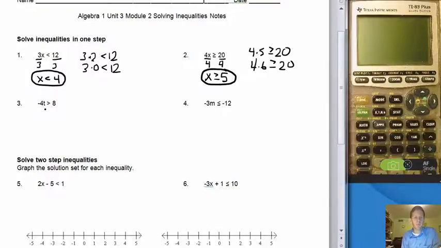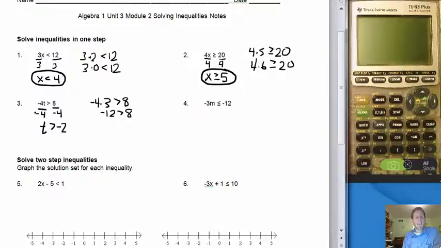Things get a little strange, though, when you're dividing by a negative, which will happen in number 3. Here we're going to divide both sides by a negative 4. Doing so is going to get you what you might think to be t is greater than negative 2. If we want a number bigger than negative 2, try a positive number, like 3. When you actually do negative 4 times 3 is bigger than 8, what you get is negative 12 is bigger than 8, and that is definitely not a true statement.